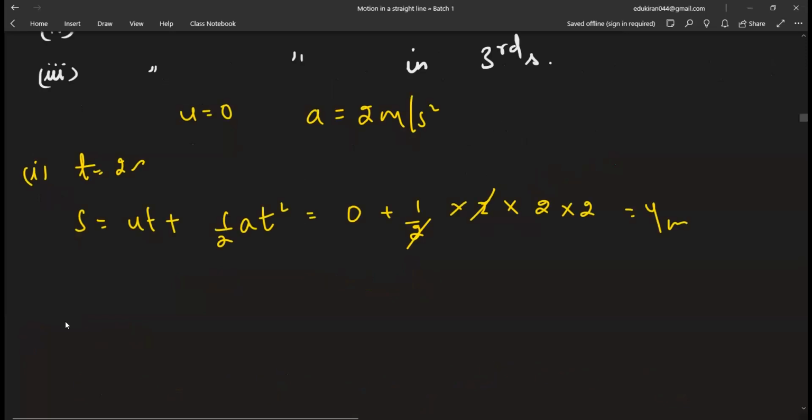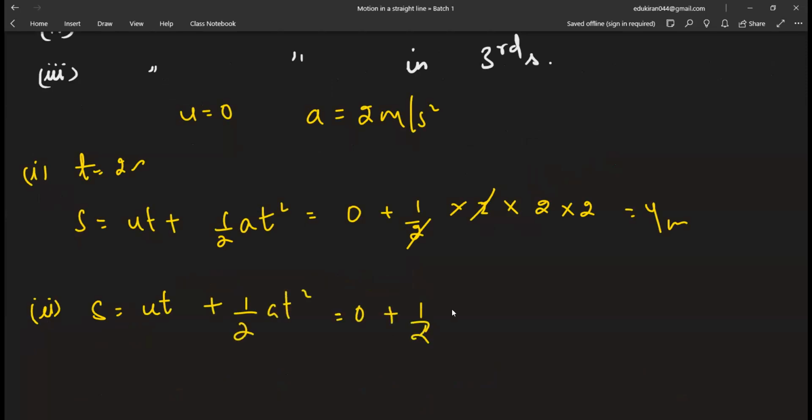Then 0 to, then we have the next part as 3 seconds. Time is same thing. We have 3 seconds. So we'll again use ut plus half at square. So this will be 0 plus half into acceleration is 2, time is 3 into 3. So this becomes 9 meters. Yes, Shaima, fine.